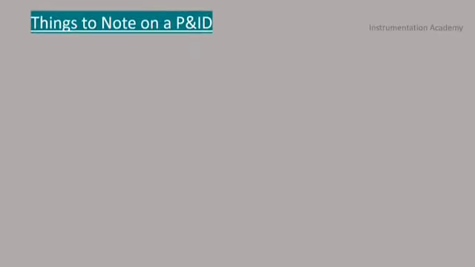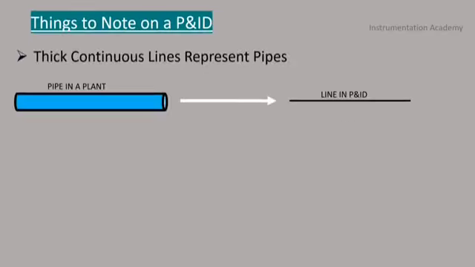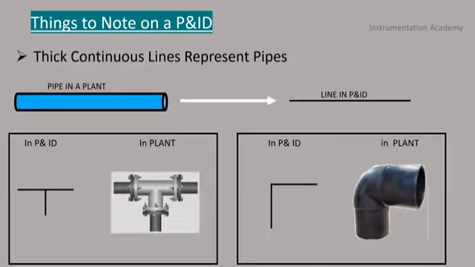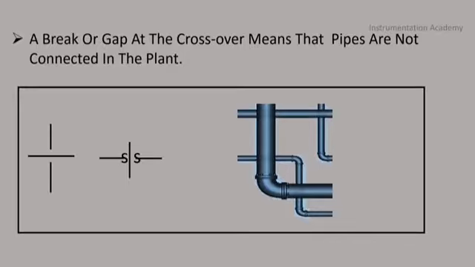Now let's discuss some important things to note on a P&ID. On a drawing, thick continuous lines represent pipes. When two lines cross over or make a corner without any break in the drawn line, it means that those two pipes are actually connected in the plant. If the drawn lines cross over each other but show a break or gap at the crossover, it means that the pipes are not connected in the plant.